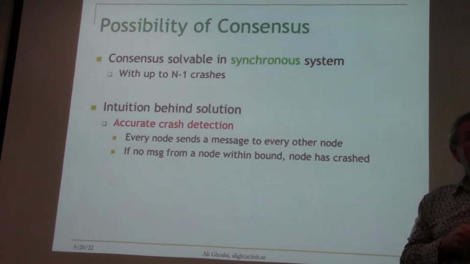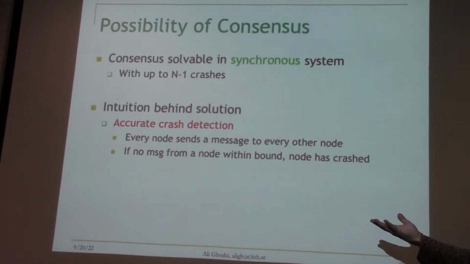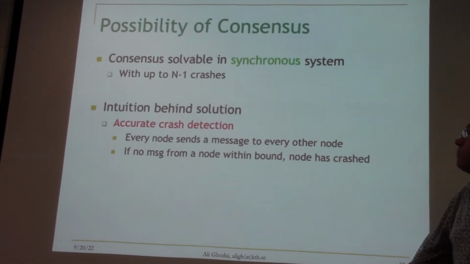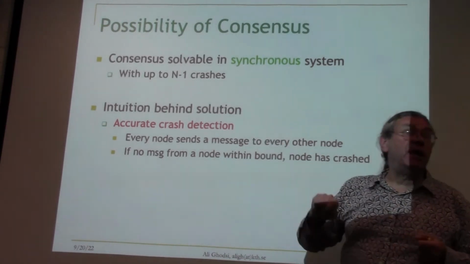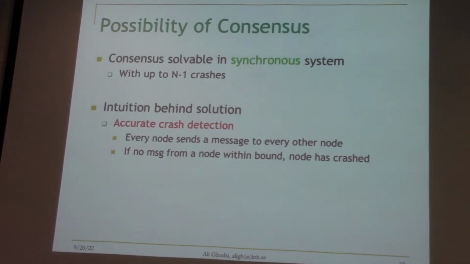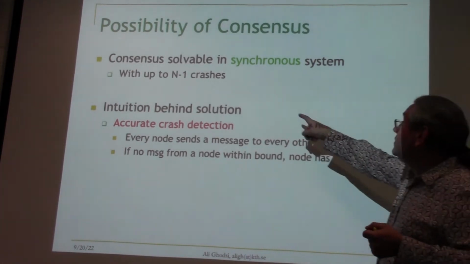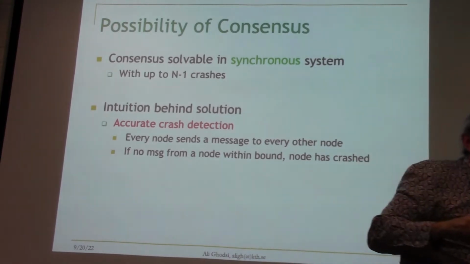Why? Because the system is synchronous, and the synchronous system has a known upper bound. So it's a mathematical result. My crash detection is perfectly accurate. That means the consensus is very easy. I know exactly which nodes have crashed.